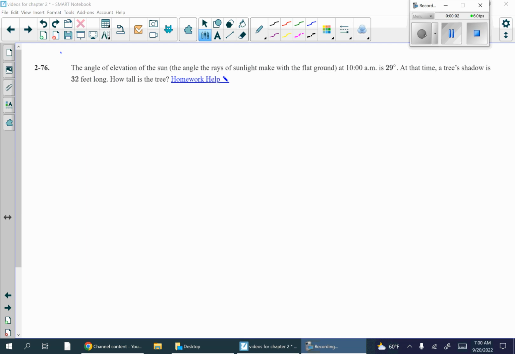All right, this is CPM Math 3, problem 2-76. We have an angle of elevation with the sun. The rays of sunlight are making an angle with the flat ground at 10 a.m. of 29 degrees. At that time, this tree's shadow is 32 feet long. We can use similar triangles essentially and trigonometry to help us calculate the height of the tree.